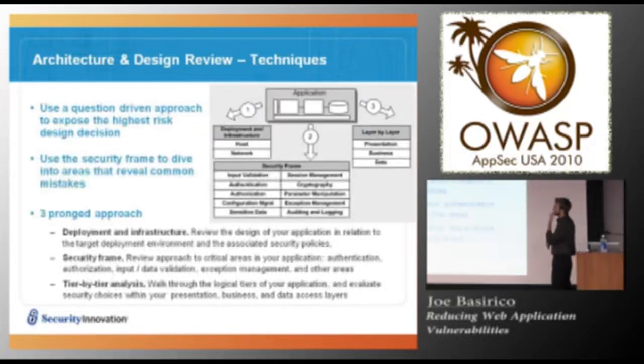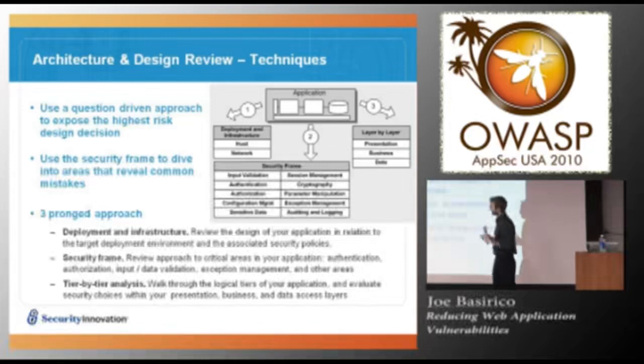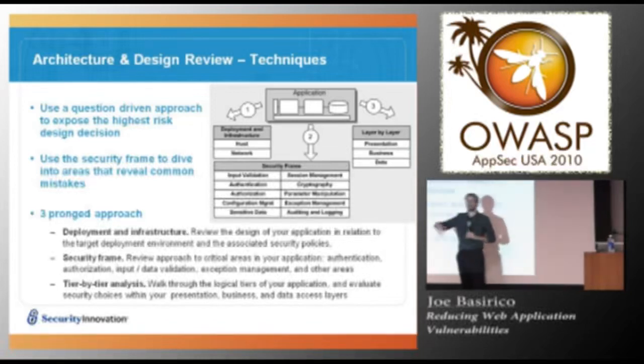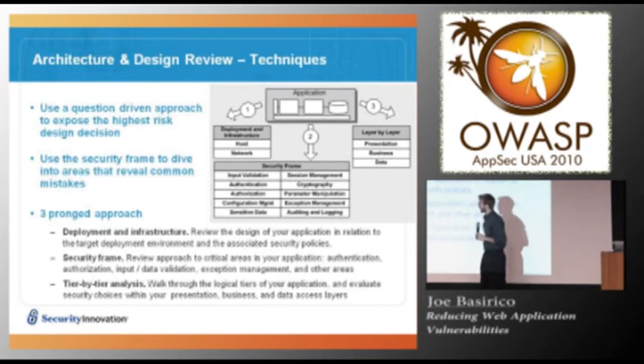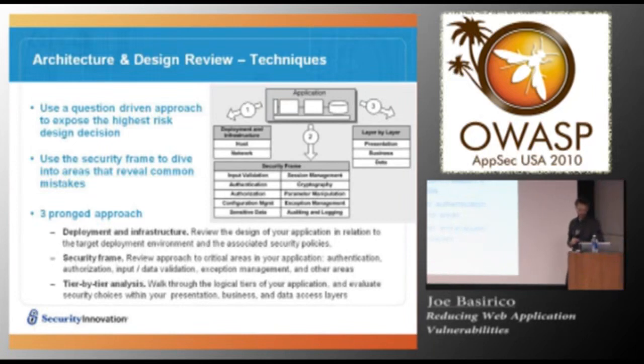Then we want to look at the design and the architecture overall. I'm afraid I'm running out of time, so I'm going to speed this up a little bit. First, we're going to think about the deployment and infrastructure areas. We're going to think about the security frame, which is those same categories we were talking about earlier. Then we're going to go tier by tier and ask, what are the threats against our presentation layer? What are the threats against our business layer or our data layer? Once we go through there, we will have assessed the whole system. In general, we can start making good decisions.